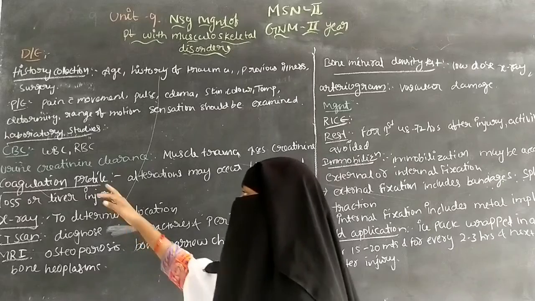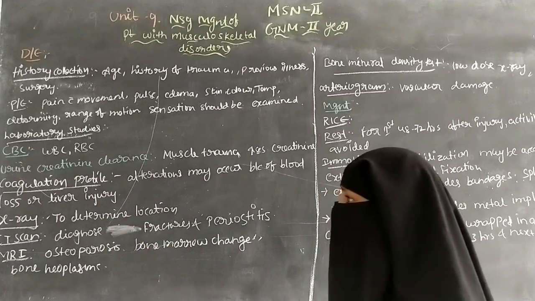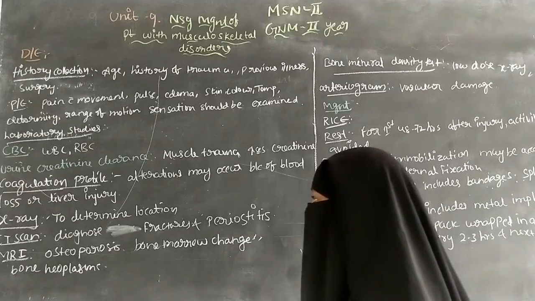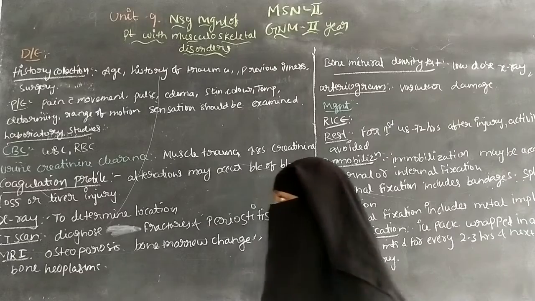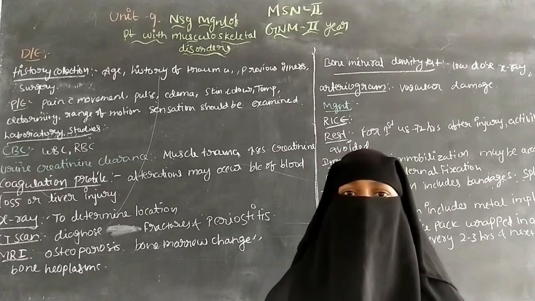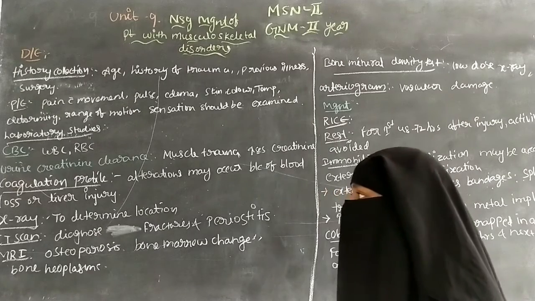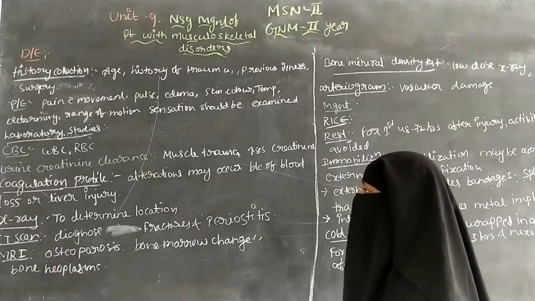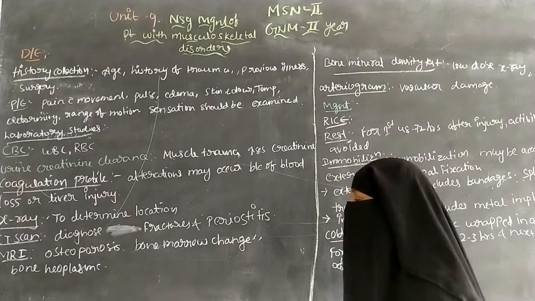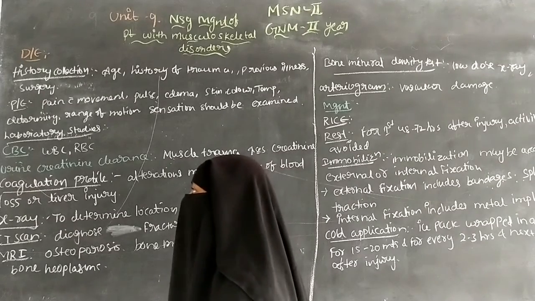And next one is the coagulation profile. In the coagulation profile, alterations may occur because of blood loss or liver injury. Because of the blood loss, alterations can occur in the clotting factors. So the coagulation profile can be done to know whether alterations have occurred in blood clotting or not.